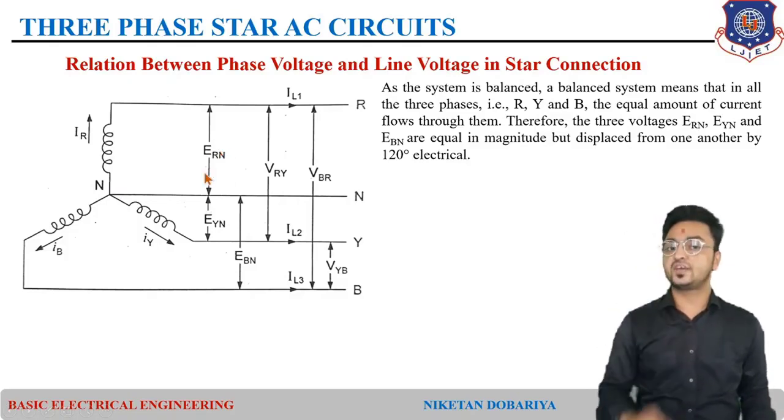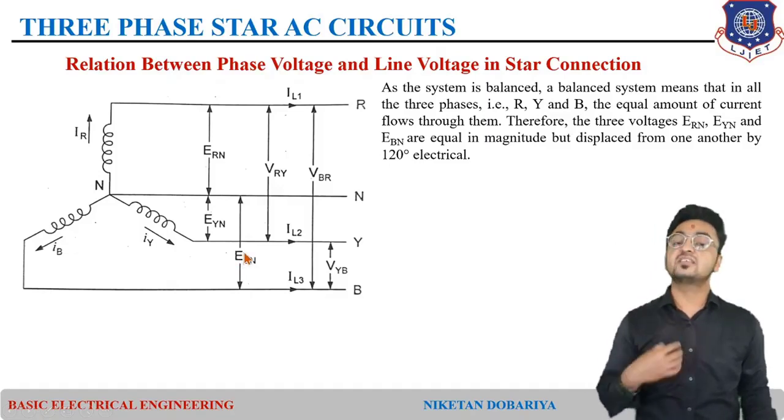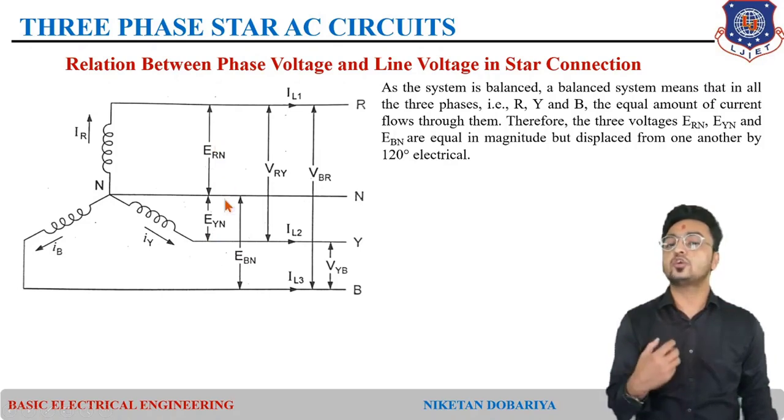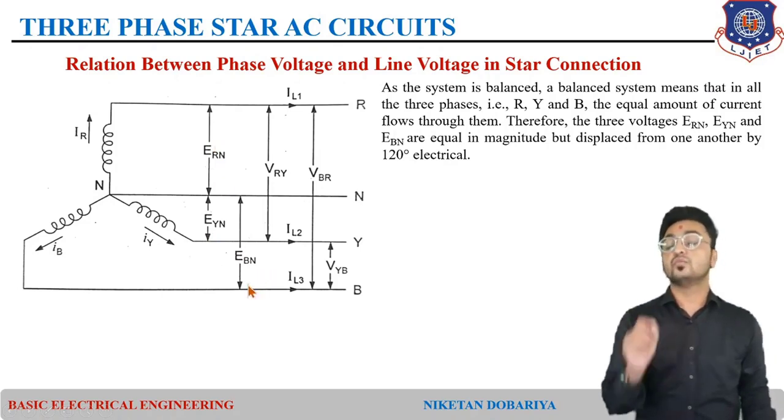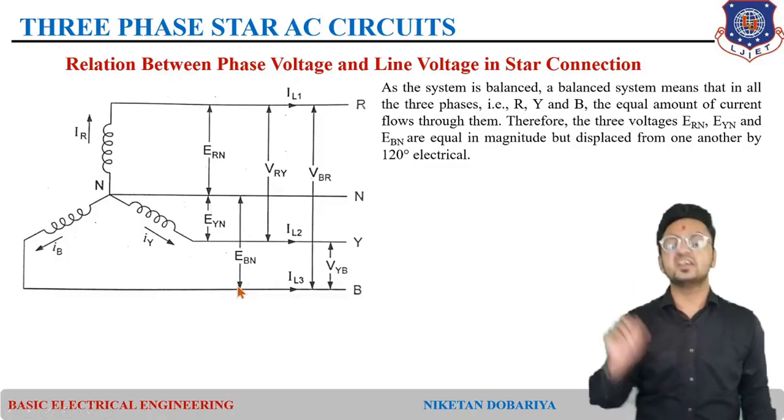So that is the first phase voltage. Same way, this is the second winding, across Y and N, so the second voltage can be defined as EYN. Same way, across B and N, the third voltage can be defined as EBN. So these are the three phase voltages. And as we are considering balanced condition, we will consider that the magnitude of these three phase voltages is the same, with a phase difference of 120 degrees.